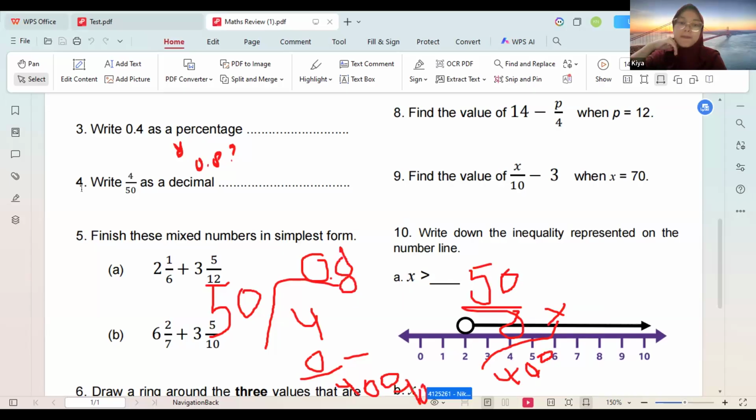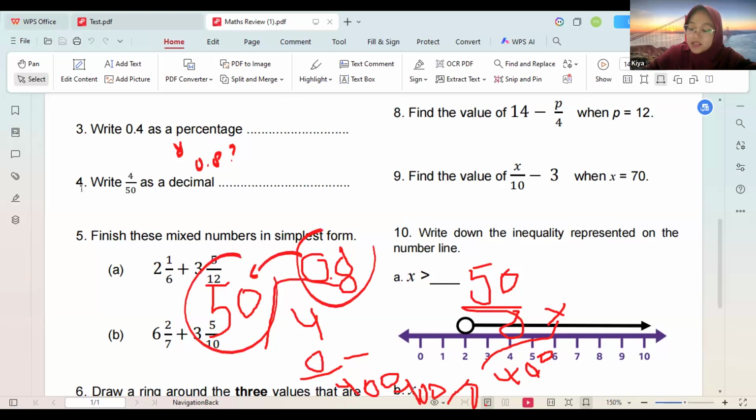Wait a minute. To check whether your answer is correct or not, you can multiply your answer and this. Please multiply 0.8 times 50. What is the result?